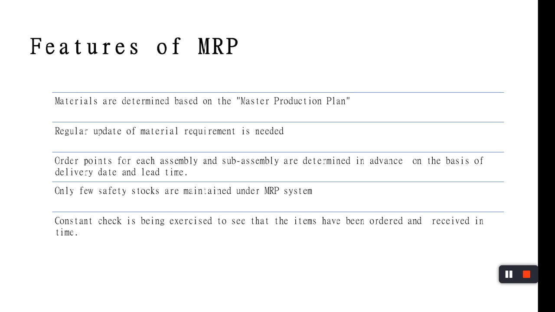And then MRP regularly updates material requirements as needed. And then order points for each assembly and sub-assembly are determined in advance on the basis of the delivery date and lead time. And then only few safety stocks are maintained under MRP system. And then there is constant checking to see that the items have been really ordered and received on time.